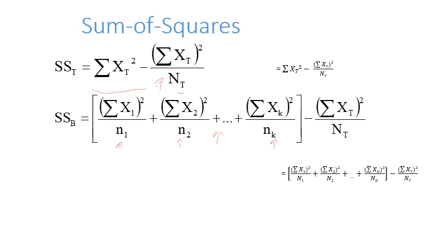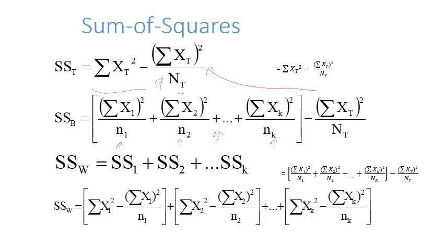K just here means that you go to the end. You do it for every single group you have. If you've got 5 groups, you do it for all 5. If you've got 3 groups, you only do it for those 3. Then you need to subtract the second half of what you got from above. So it's the same, and you only need to calculate that once. You don't subtract your sum of squares total, but you do subtract that sum of x total squared divided by n total. So that's your sum of squares between.